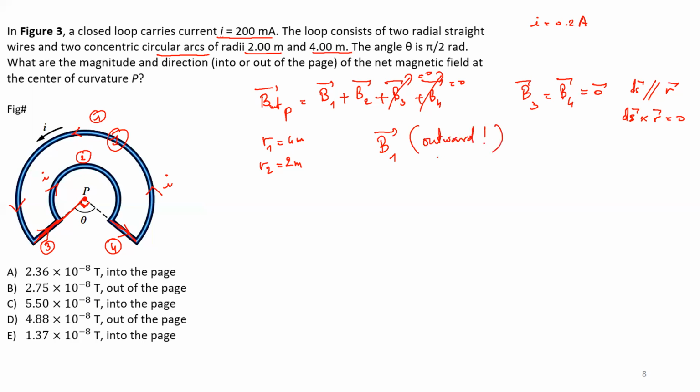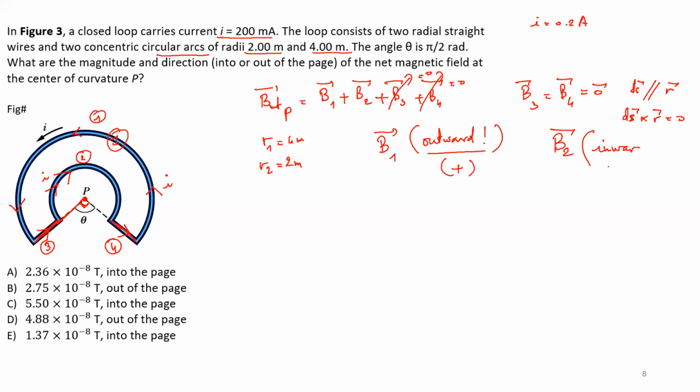Let me consider that out of the page is positive, let's say plus. Now B2, what's the direction of B2? B2 is created by the second arc. You see here, the current is going in which direction? Clockwise. So if I use the right-hand rule, my thumb along the current, my fingers are pointing inward. So B2 is directed inward, inside the page.